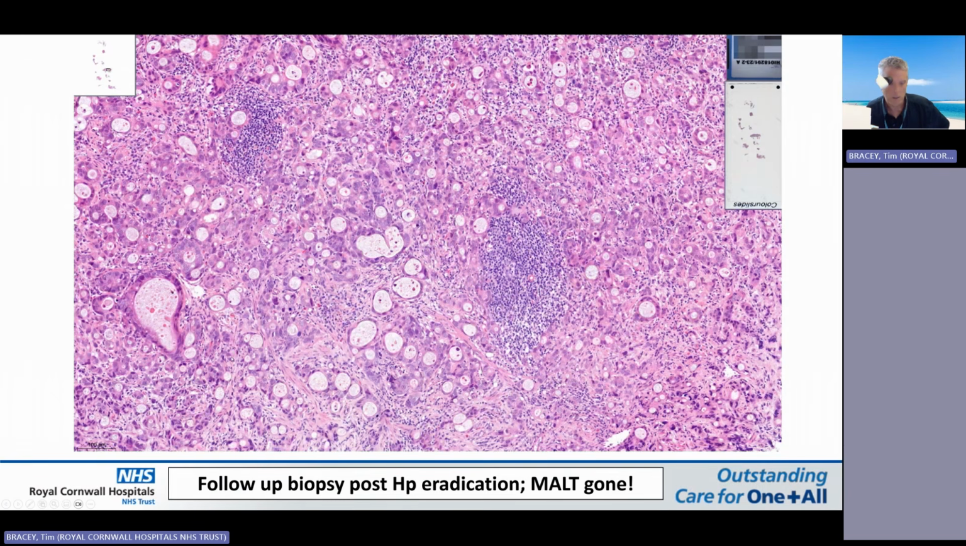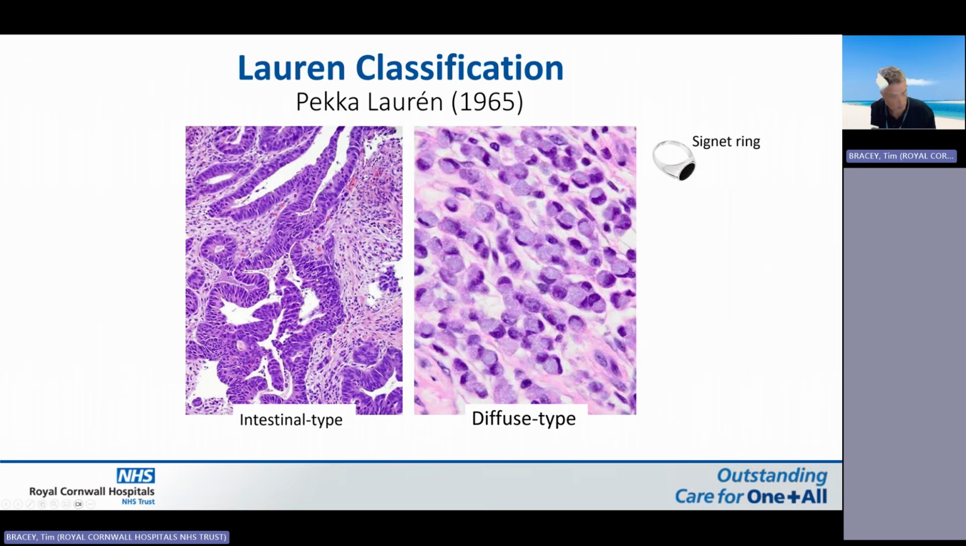So the MALT had gone. So actually getting rid of the MALT lymphoma made the endoscopy much easier to interpret, and they found the tumour. I just thought I'd talk at this point about the Lauren classification.